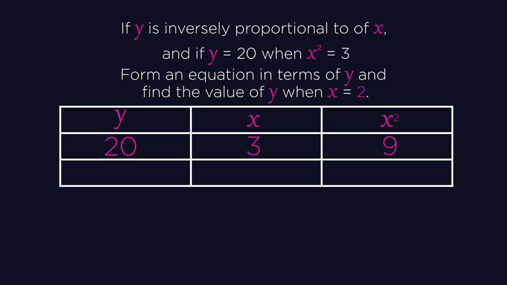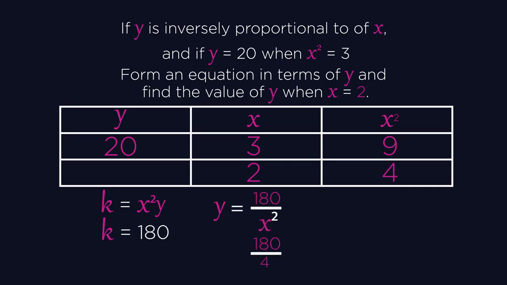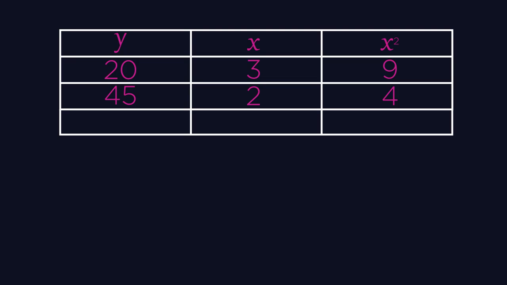Try and see if you can now find the value of y when x is 2. Pause and have a go. When x is 2, x squared is 4. If we substitute this into our equation, we get 180 divided by 4. Therefore, y equals 45. We can also find values of x given y.